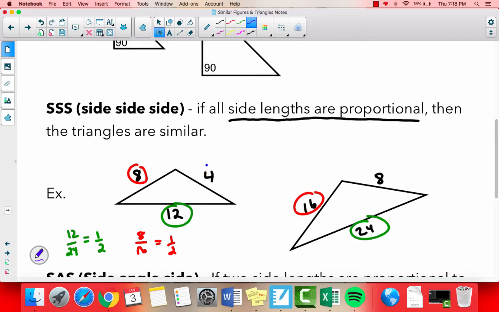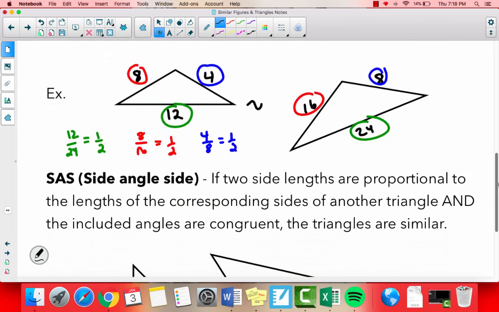And then lastly, 4 over 8. That reduces to 1/2 as well. So because every ratio or scale factor is 1/2, they would be proportional, and so we'd know that they are similar. Now notice you have to have all three listed in order to use this side-side-side.